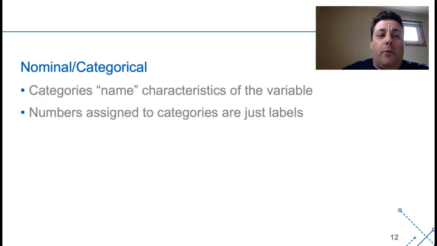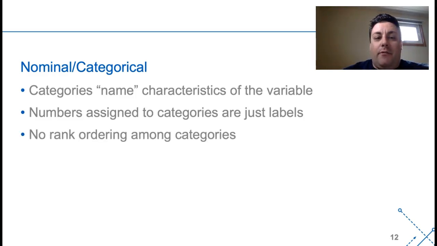So, quick review. What is a nominal or a categorical variable? If you remember the root, nom, a nominal variable is a name. A category is simply the name of a characteristic of the variable. We then assign numbers to the different categories. They're just labels. We're not ordering the numbers in any way, so we're not saying a 2 is better than a 1, or a 3 is better than a 1. We're just using that to distinguish the different categories that are possible.